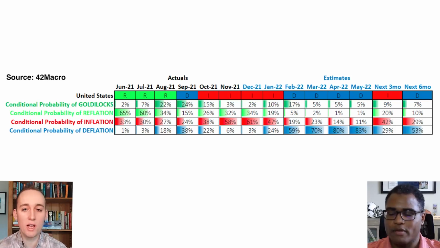But looking at your forecast, the regimes for Goldilocks and reflation are quite low, not zero, but quite low. So it sounds like you think the odds of commodities continuing to outperform over the near term is small. Very low, exactly. Very low, yeah.